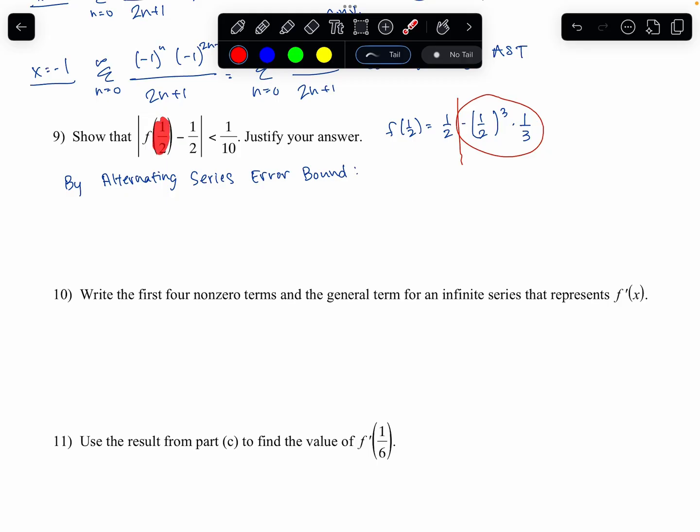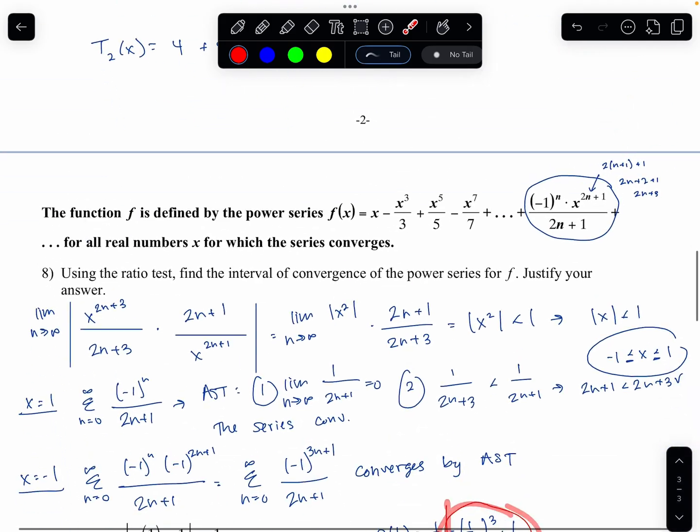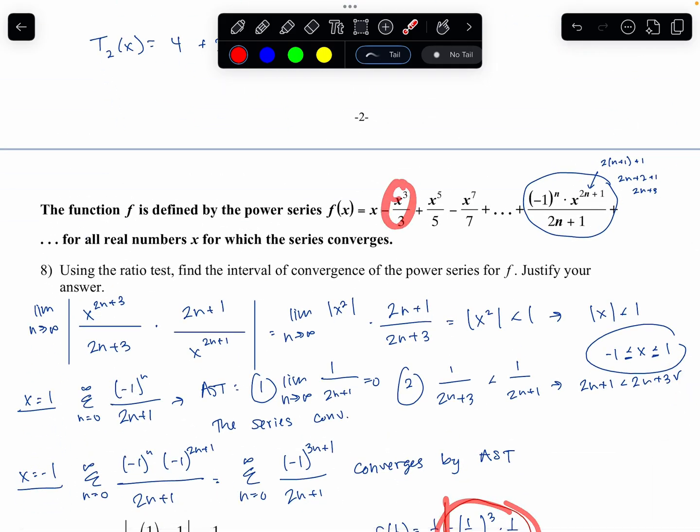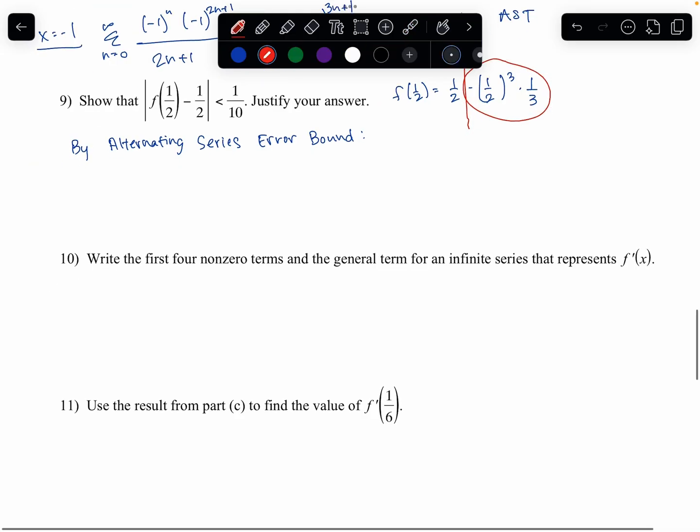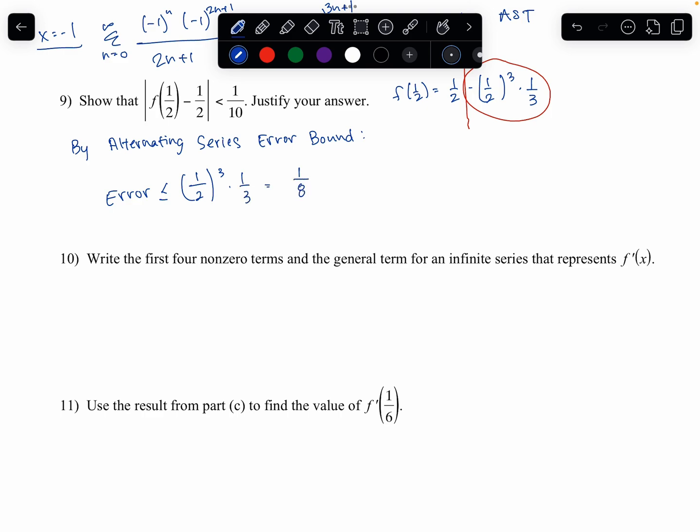So they're plugging in 1/2, and then they're truncating it at 1/2, making the second term of the series right here the maximum that the error can be by the alternating series error bound. So by the alternating series error bound, my error has to be less than or equal to 1/2 to the third times 1/3, which is equal to 1/8 times 1/3, which is equal to 1/24, and 1/24 is less than 1/10.